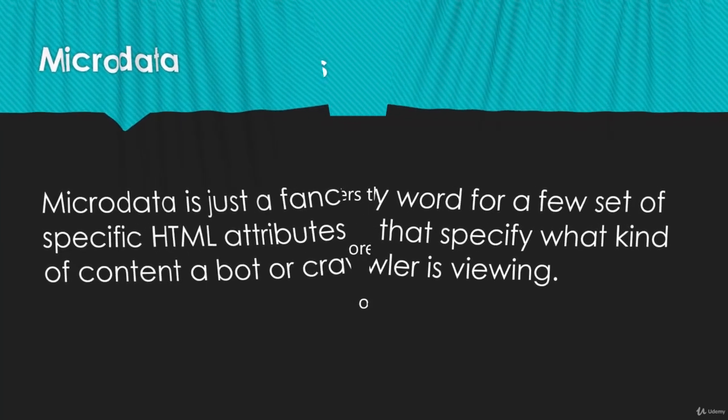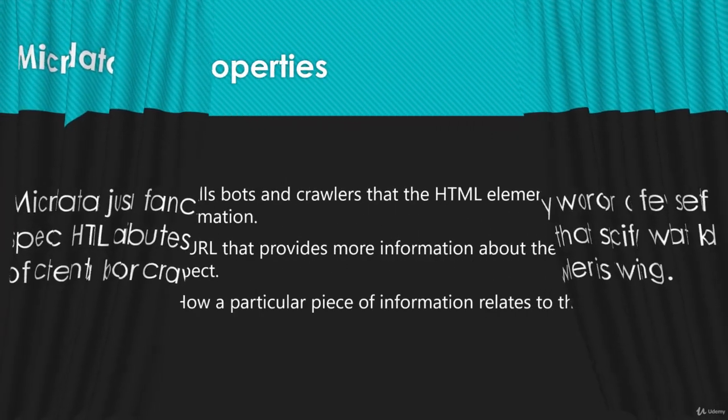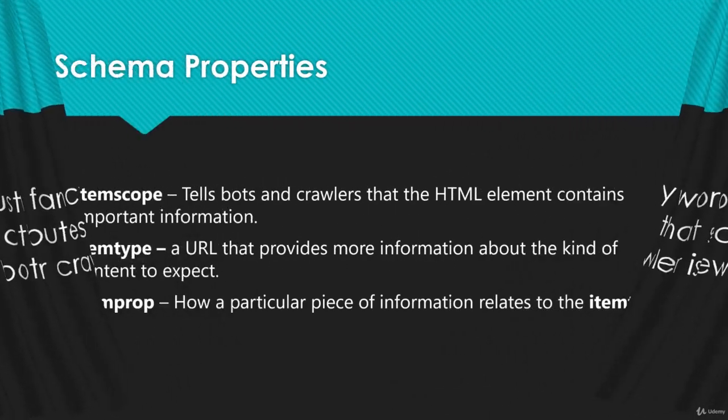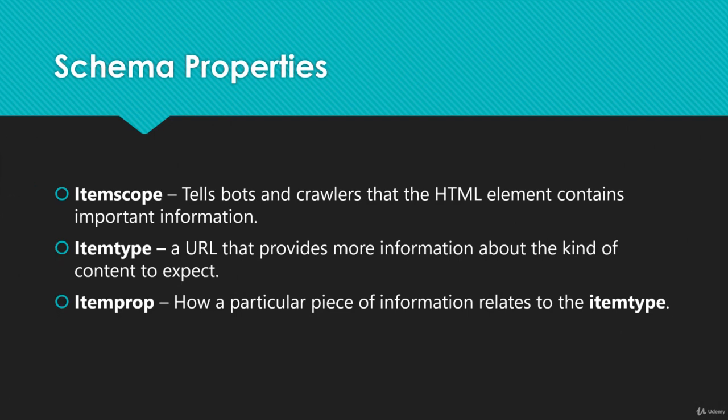The first attribute you'll use is called the item scope. Just by including this attribute, you're specifying that the HTML element contains information about something. The next property is the item type, where the value of this attribute is a URL to where more information about this element can be found. The URL must point to schema.org and to the appropriate page. We'll talk more about these URLs and how you would go about setting them.